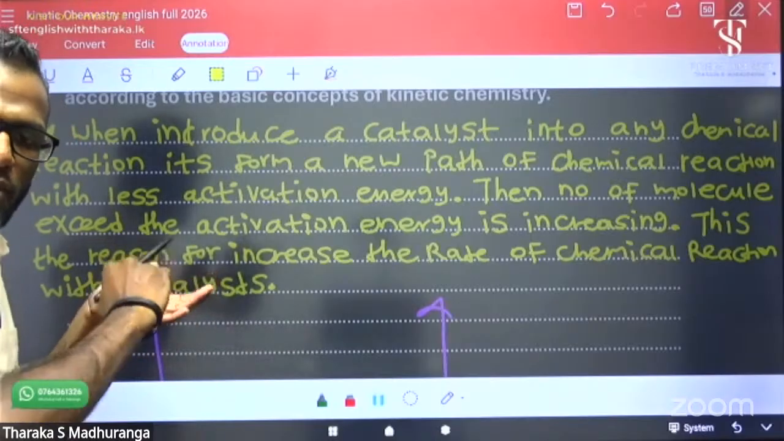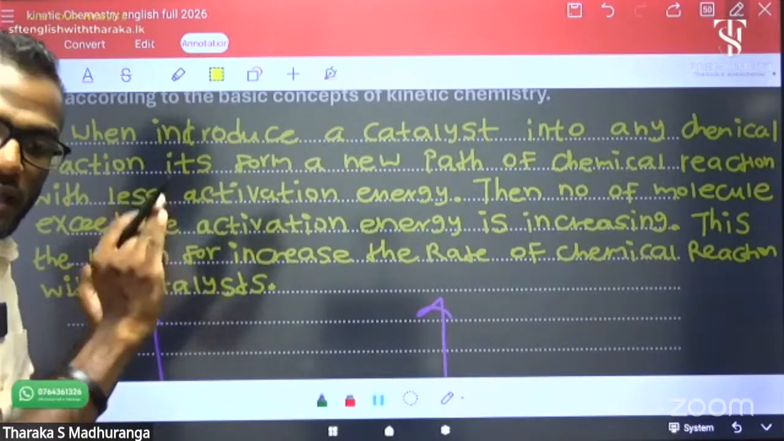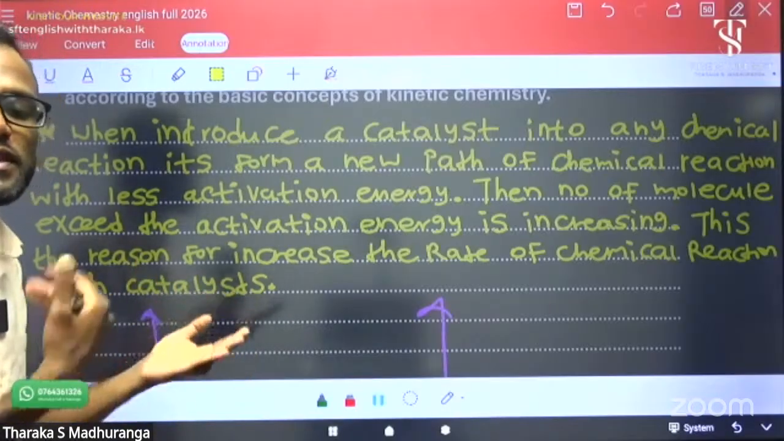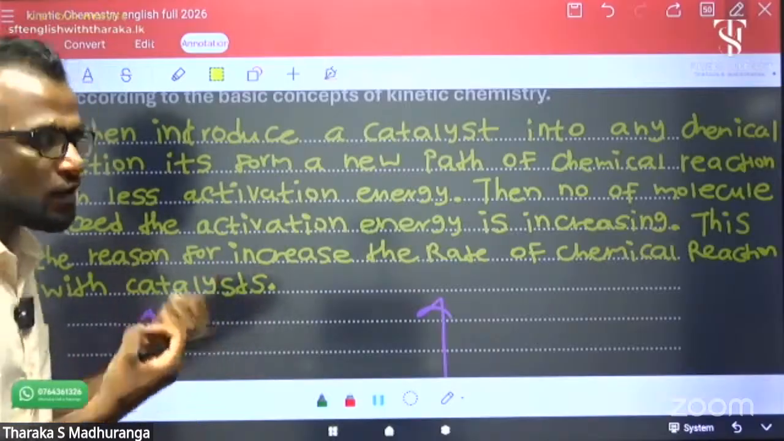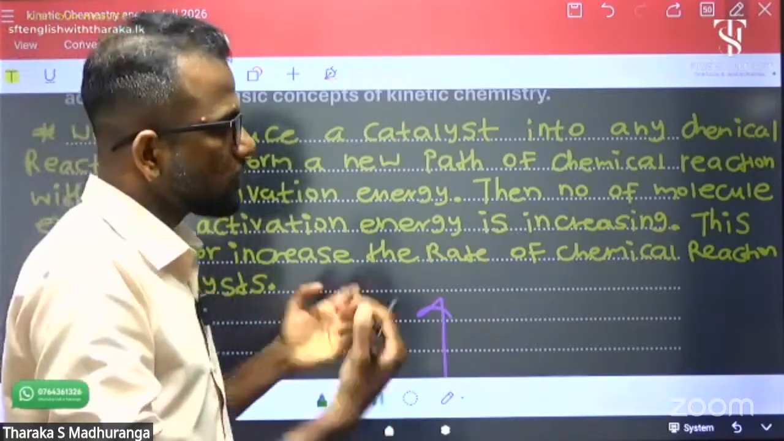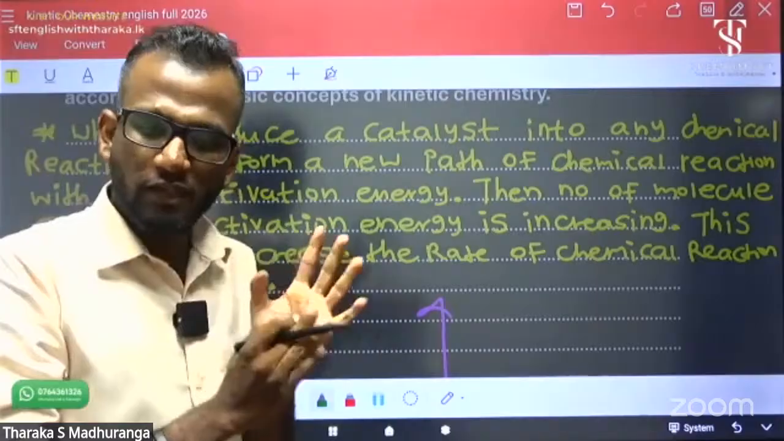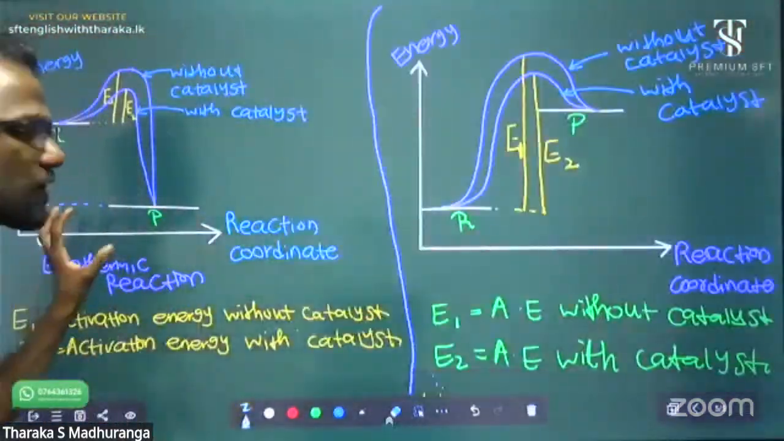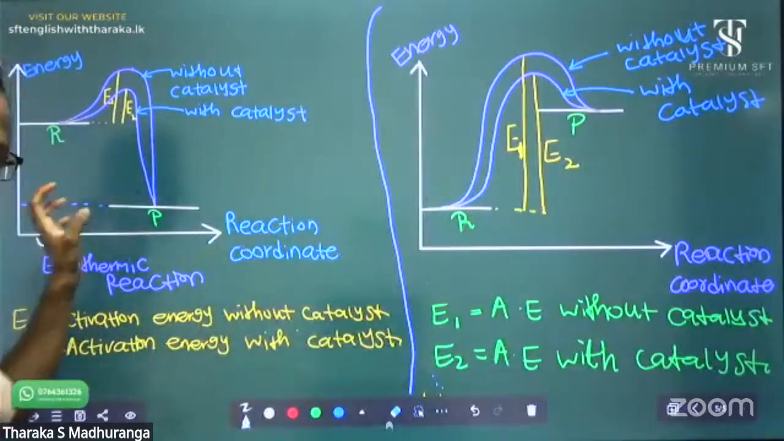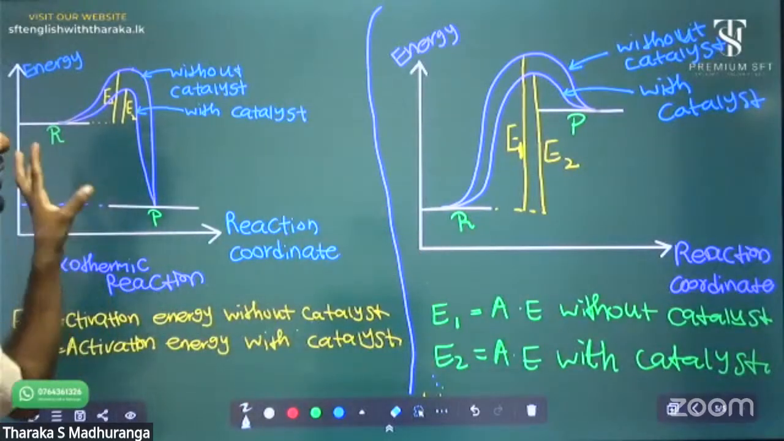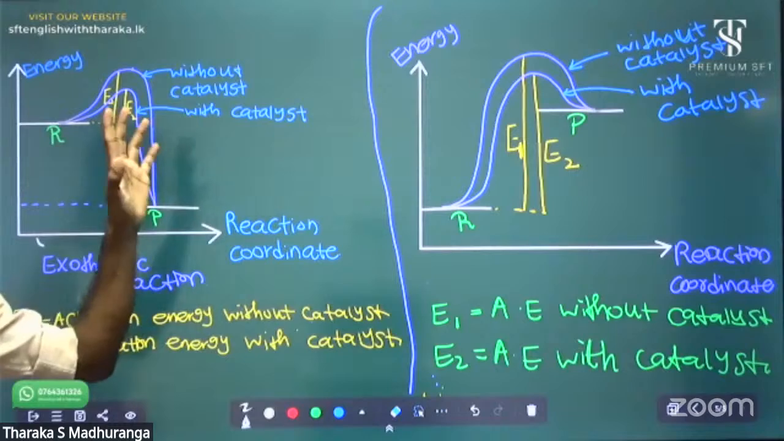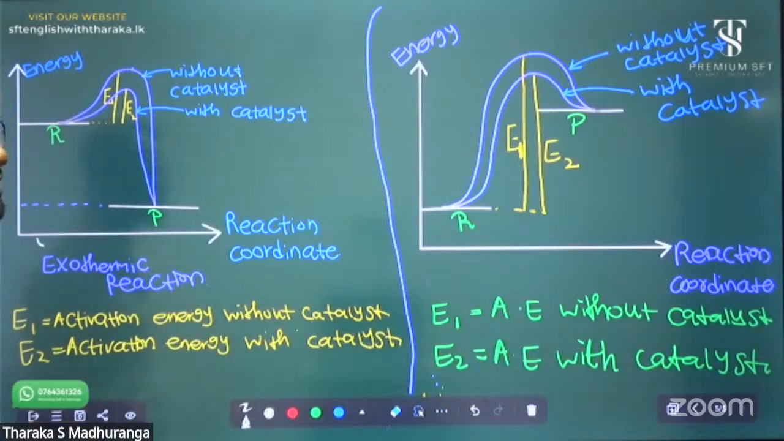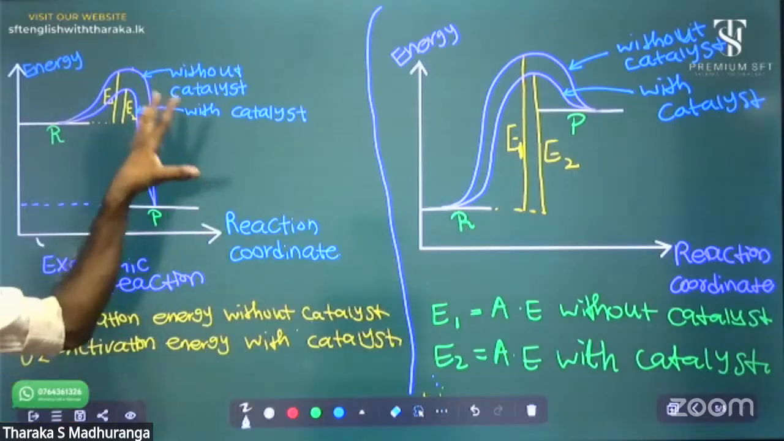It forms a new path with less activation energy. Therefore the number of molecules exceeding activation energy is increasing. Due to that, effective collisions increasing, ඒක නිසා තමයි rate of reaction is increasing. හරි. Can you draw this? ඉඩ තියෙයිද? Or if you don't have space, draw on a separate paper and attach it. ඕන විදිහක් කරන්න මේ දෙක තමයි ඔතෙන්ට එන්න ඕන.